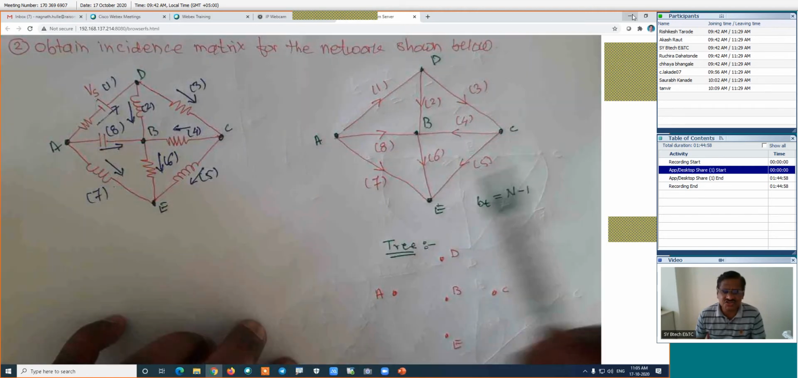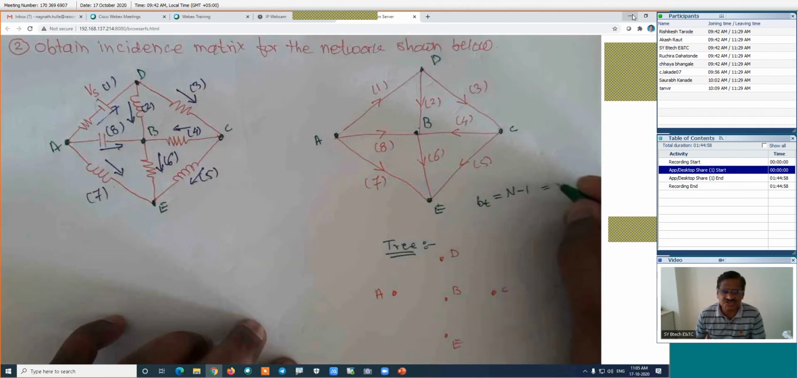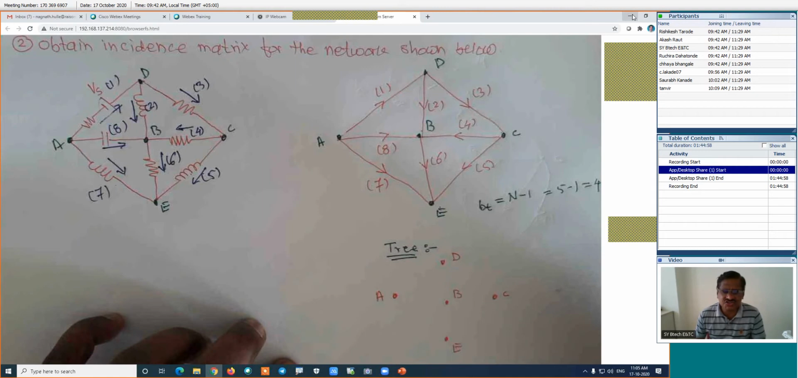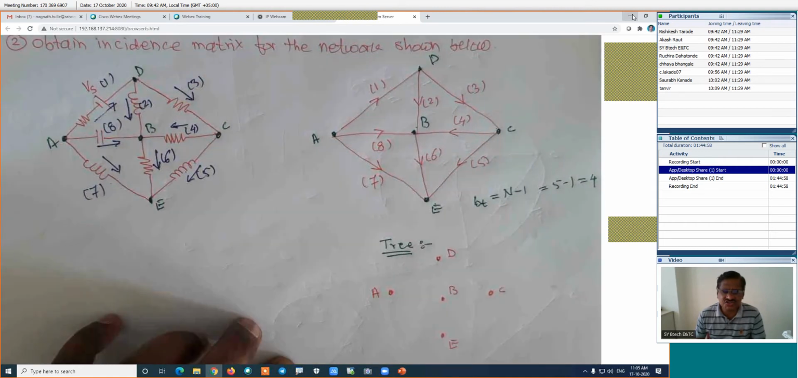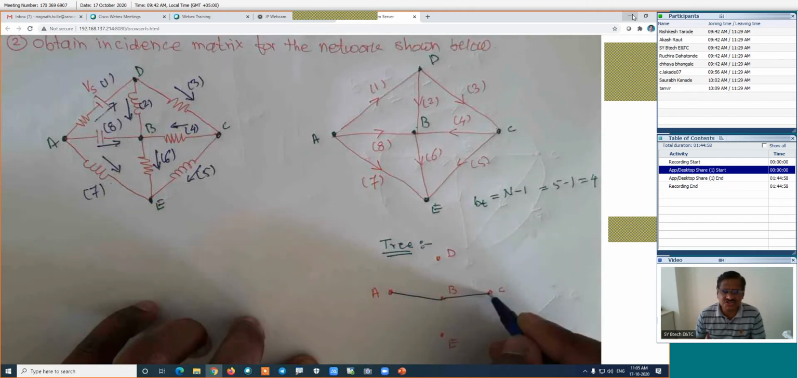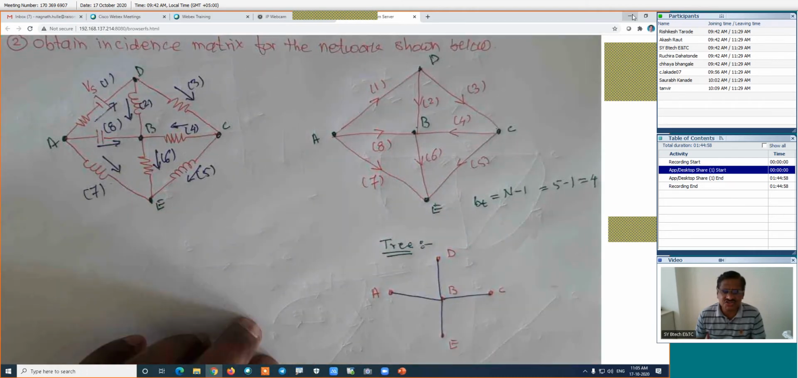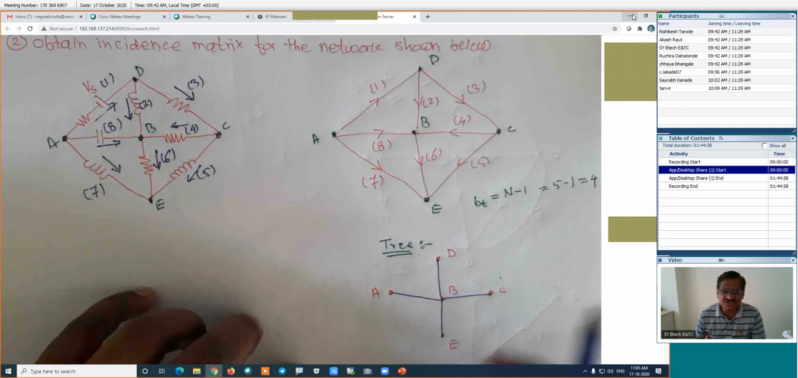How many nodes we have? There is 1, 2, 3, 4, 5. It is same as 5 minus 1, which is nothing but the 4. So our tree should have the 4 branches. How it will be? This is 1, this is second, this is third, and this is the fourth. Now in this case, all the nodes are connected to each other directly or indirectly without forming a loop. Now this is the tree, one of the trees.